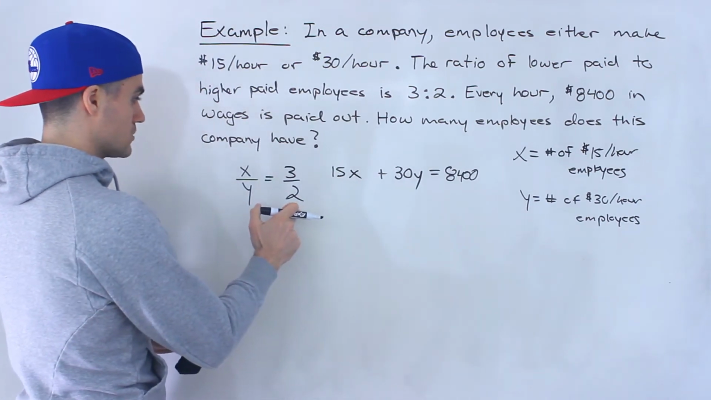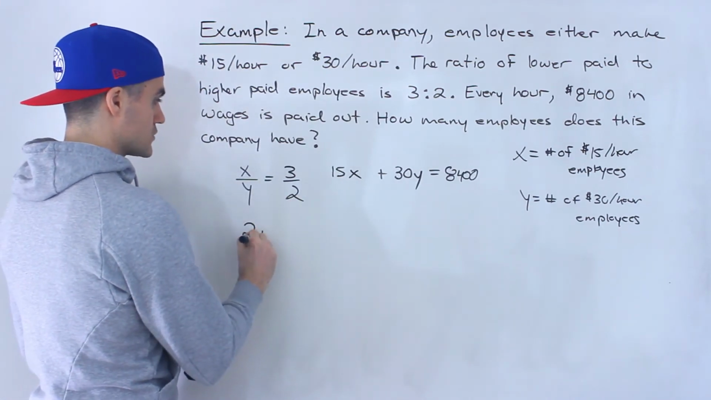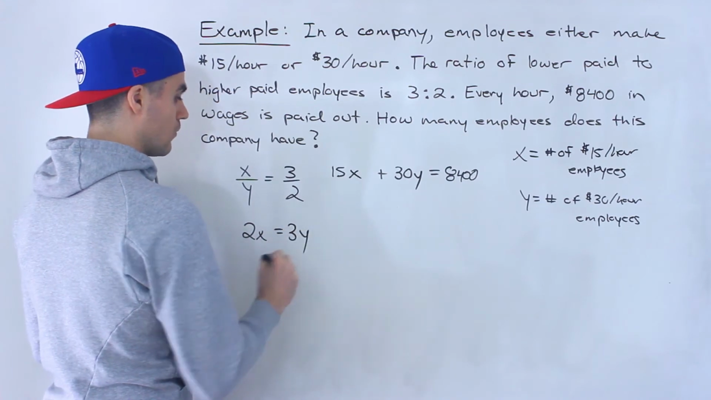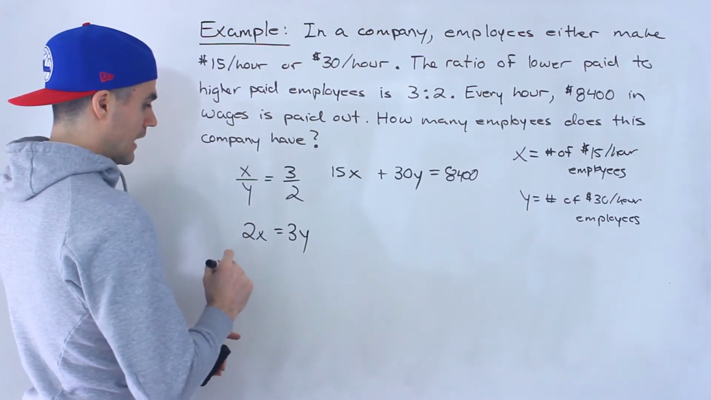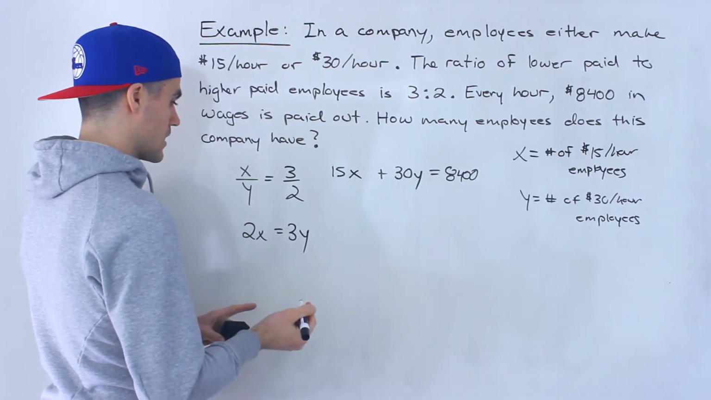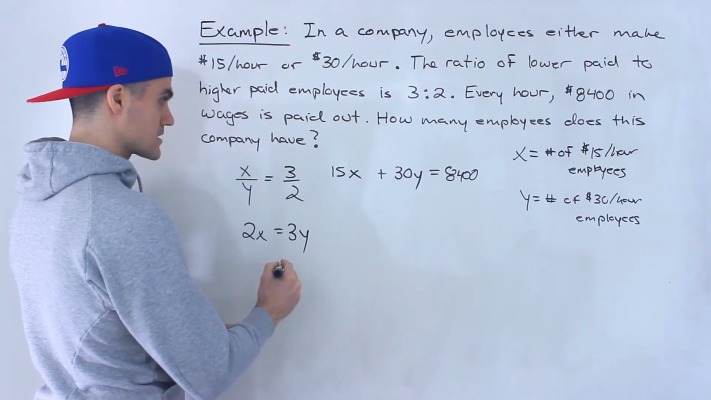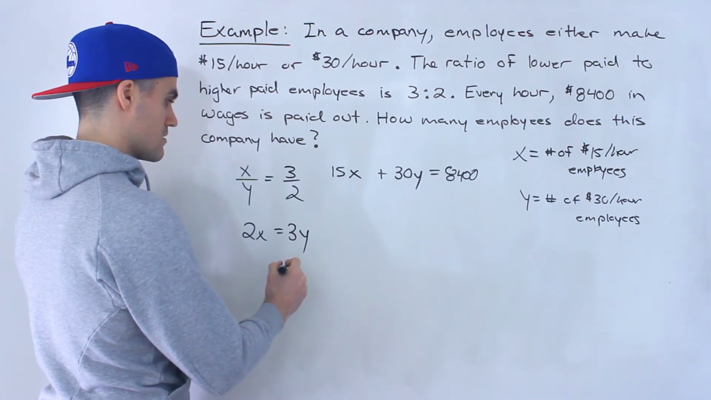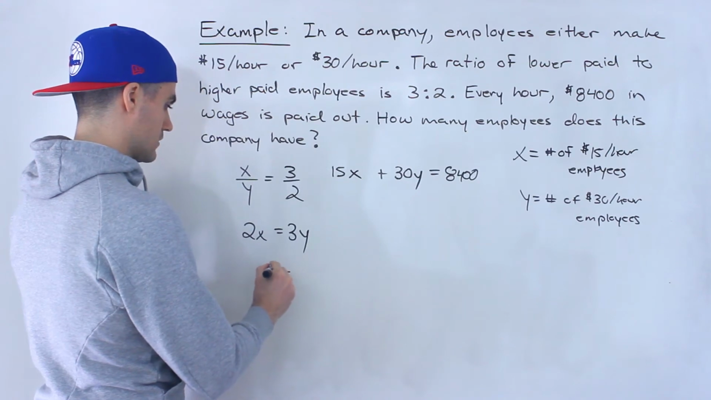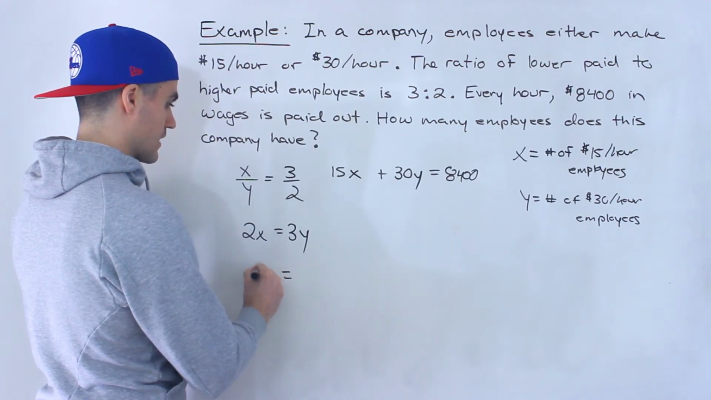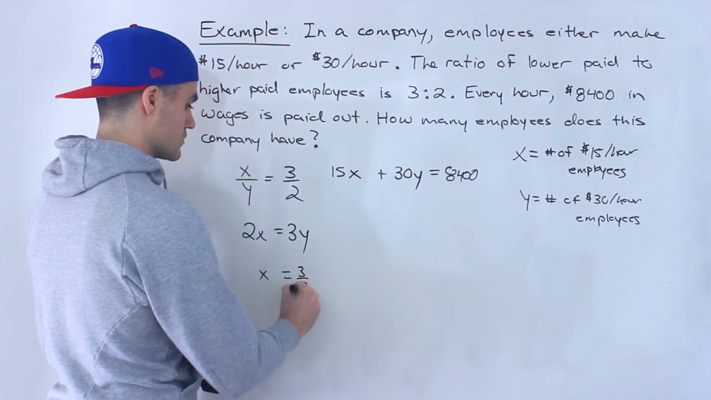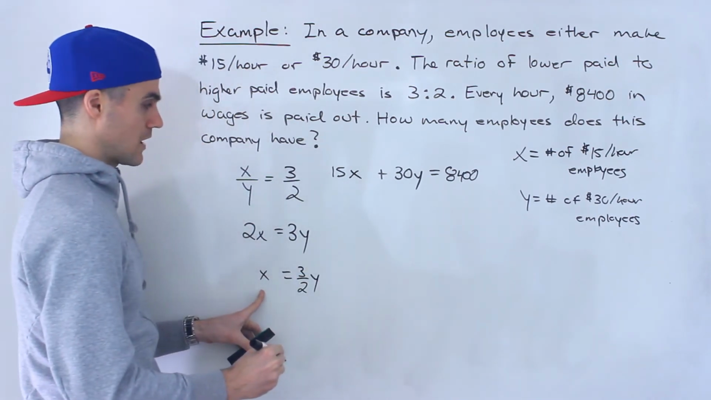So here what I'm going to do, I'm going to cross multiply, so we'd have 2x equals 3y, like that. And then we could isolate for the y or the x. Let me think here. You know what? It doesn't really matter. Let's isolate for the x. So we'll have x equals 3 over 2y.